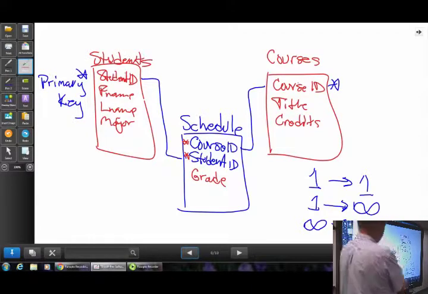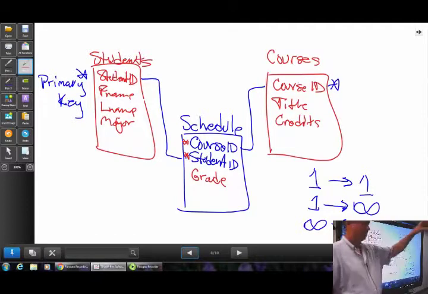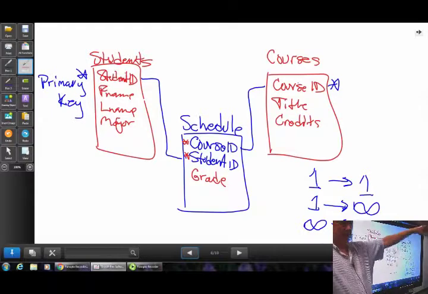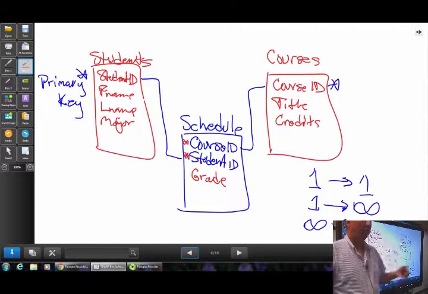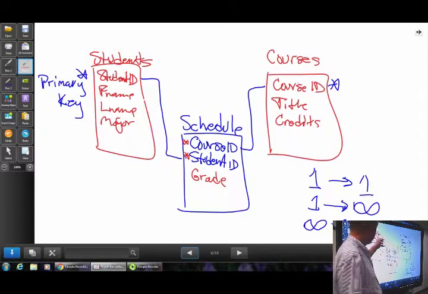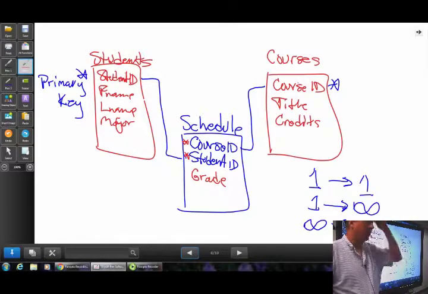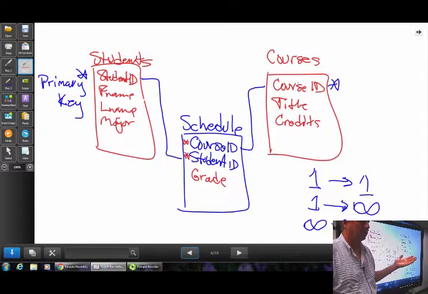So what I'm going to say is I'm going to have student ID 123, math 111, A. That's going to be one row, under your schedule table. And if I want to know who is student ID 123, I use my relationship to come back over here. Now, I use 123. How many students am I going to find with 123? Maybe 9 or something like that.